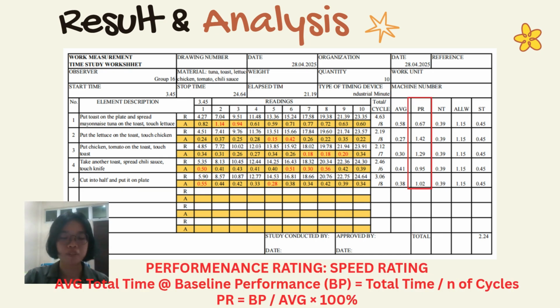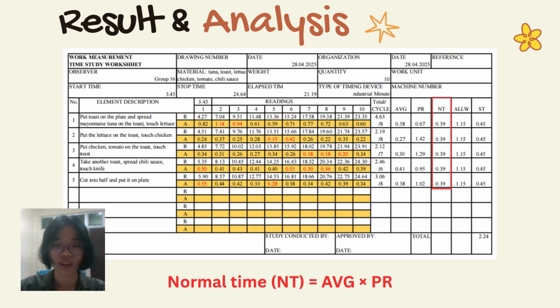The type of performance rating that we use is speed rating. First, we calculate the baseline performance, which is the average total time, by using total time divided by the number of cycles. Then we calculate the performance rating by using baseline performance divided by average, multiplied by 100%. Next, we calculate the normal time by using average multiplied by performance rating.